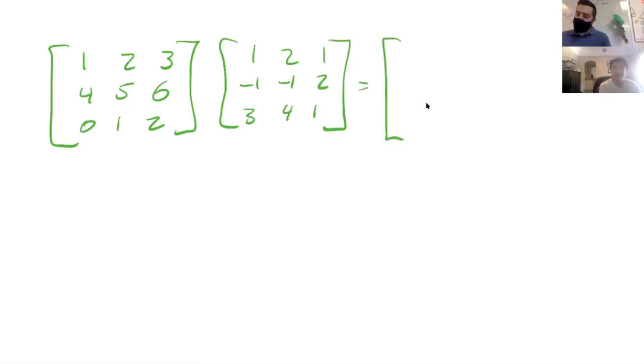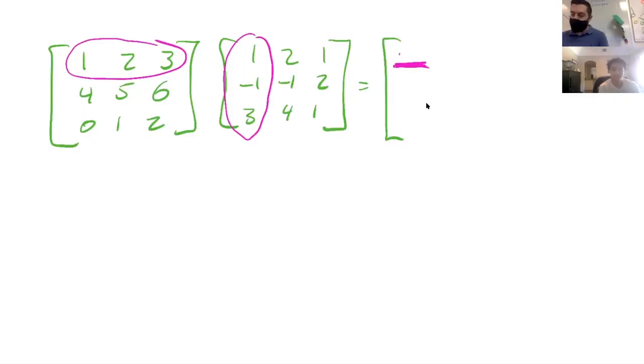So for each element, you take row 1 times column 1. That'll give you this first element. So I'd have 1 times 1, 2 times -1, and 3 times 3. So it's 9 plus 10 minus 2, which is 8. And then for this next element here, I would stay in row 1, but then I'd multiply by column 2. I'd have 1 times 2, 2 times -1, which is 0, and then 3 times 4 is 12.